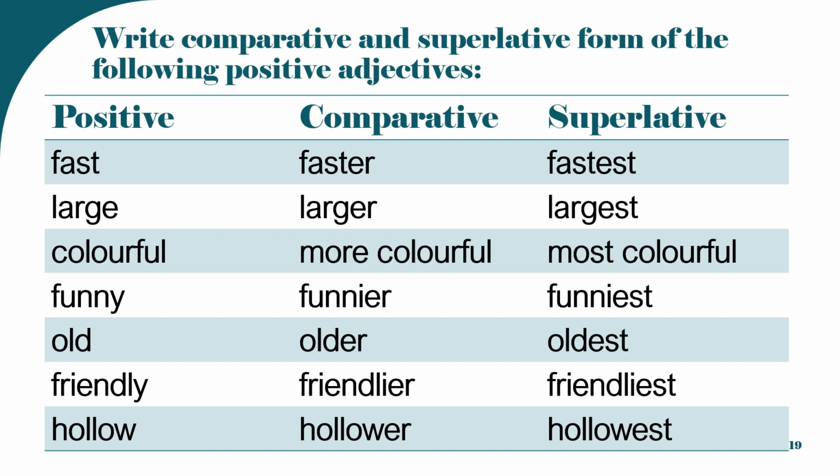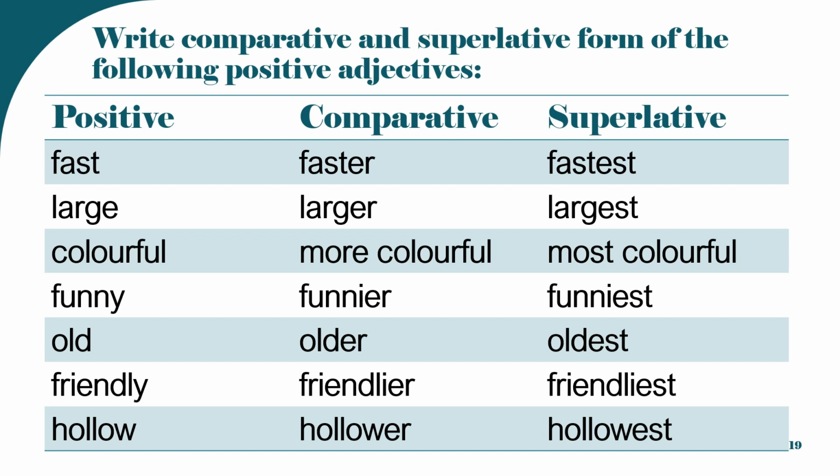The first word is fast. It is a one syllable word, so it will add er and est at the end to form comparative and superlative degree. So the forms will be fast, faster, fastest. The next word is large. We already know that a one syllable word with e at the ending will add r and st to form comparative and superlative degree. So the forms will be large, larger, largest.